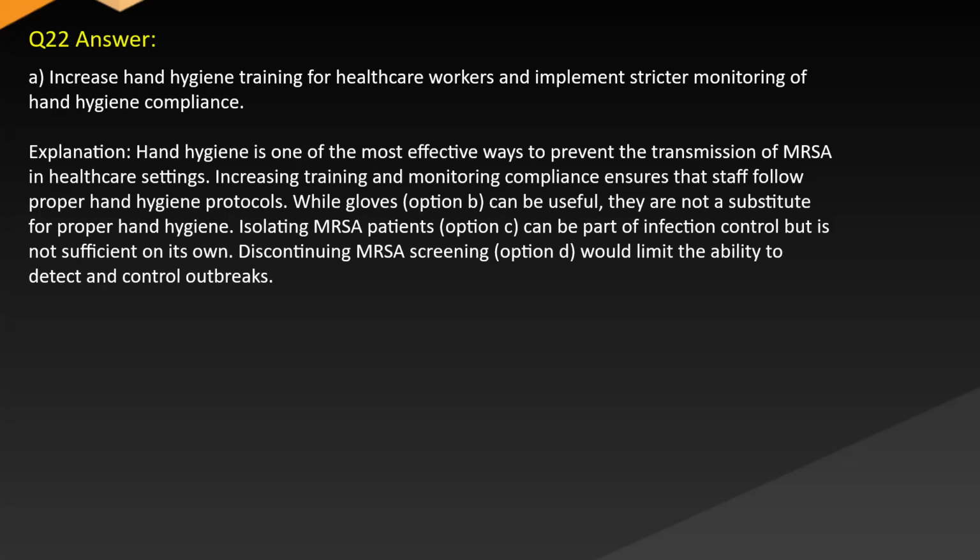While gloves, option B, can be useful, they are not a substitute for proper hand hygiene. Isolating MRSA patients, option C, can be part of infection control but is not sufficient on its own. Discontinuing MRSA screening, option D, would limit the ability to detect and control outbreaks.